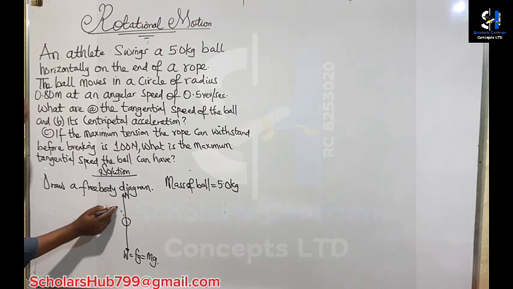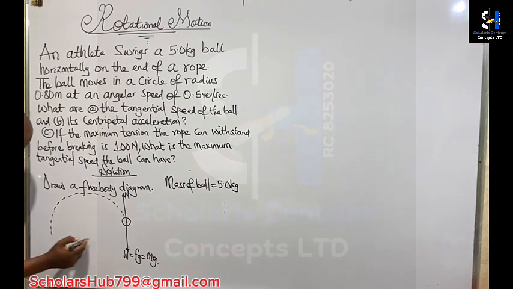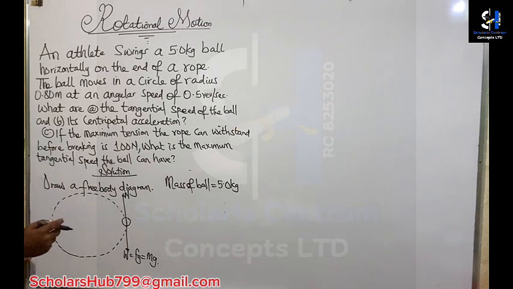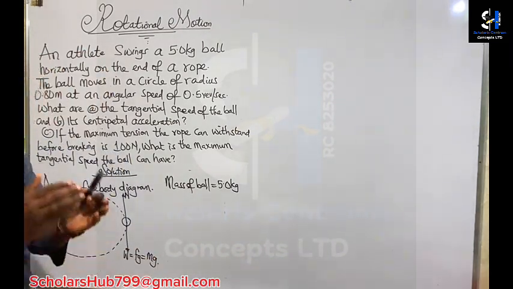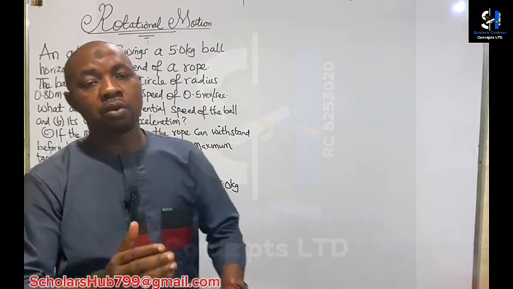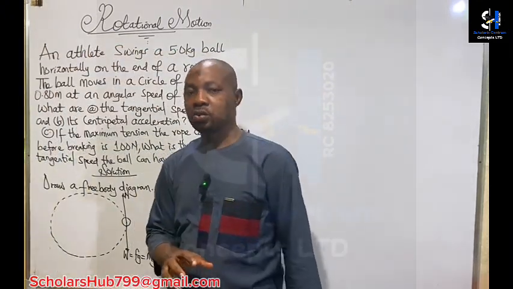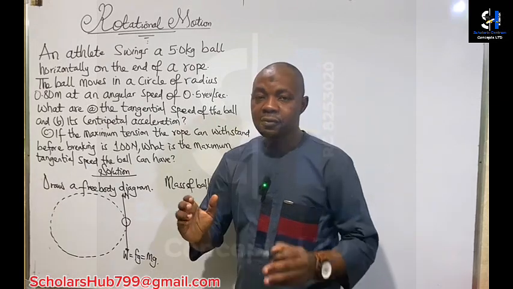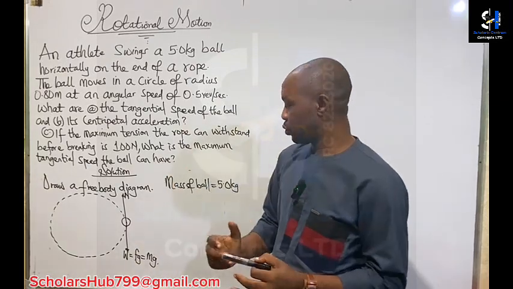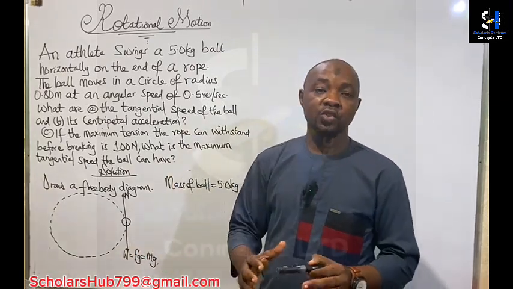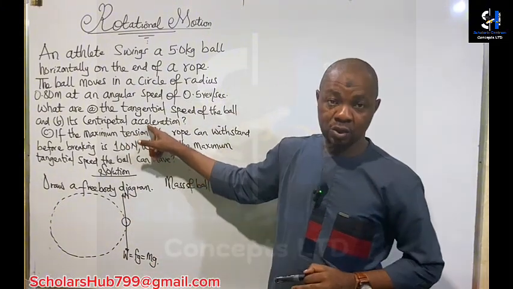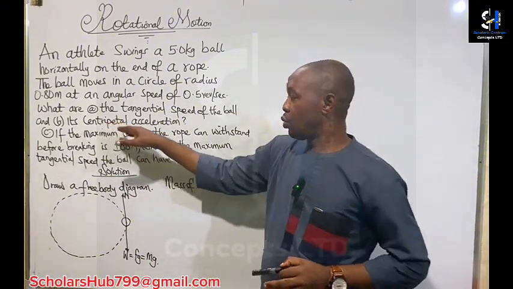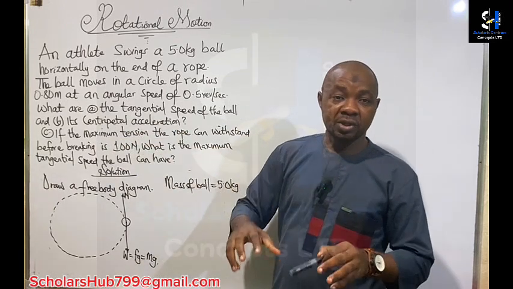Now the ball swings. The ball describes a circle. Let me draw it this way. As the ball describes the circle, there will be a force that keeps the ball moving in a circle along its path, and that force will develop an acceleration on the ball. This acceleration is what we call centripetal acceleration. So that's why we're also going to calculate the centripetal acceleration.